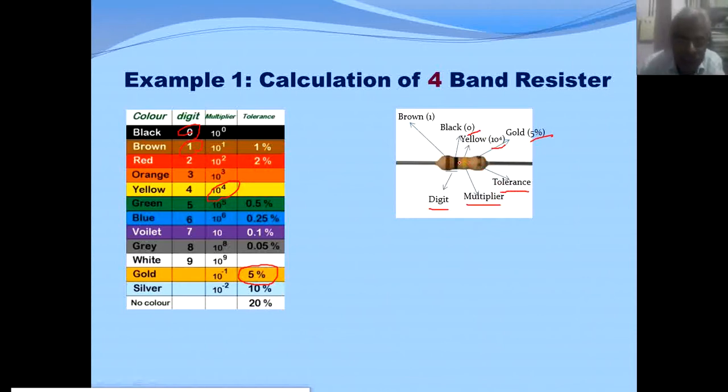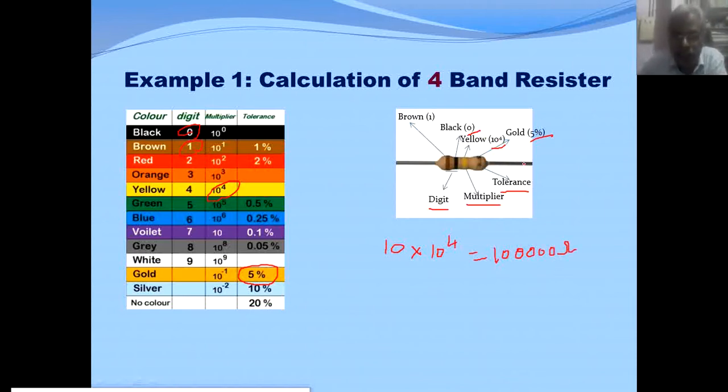How will we calculate this value? To calculate this value, first we use the digit value of the first color. The digit value of this first color is 1, and the digit value of this second color is 0, so it becomes 10, and the third column is the multiplier, so I multiply these digits with its multiplier, 10 to the power 4. The resistance of this will be equal to 1, 0 and 4 more 0, ohm. It means it has 1 lakh ohm.